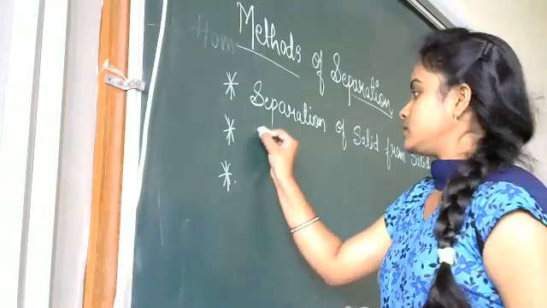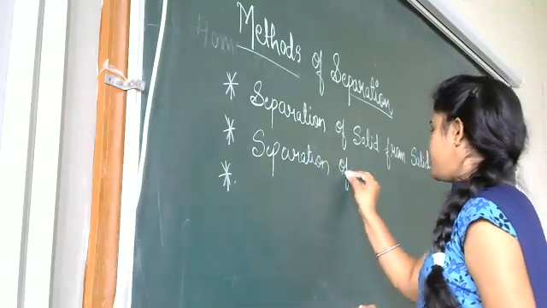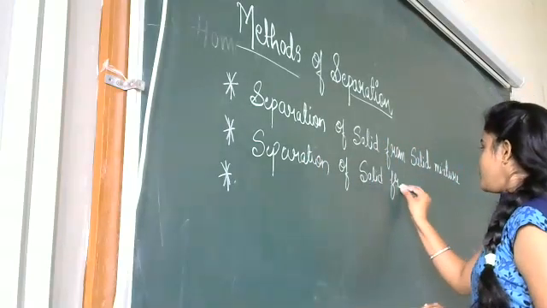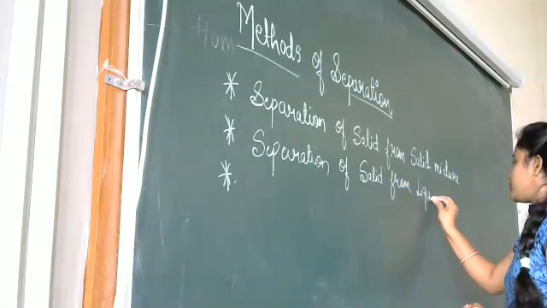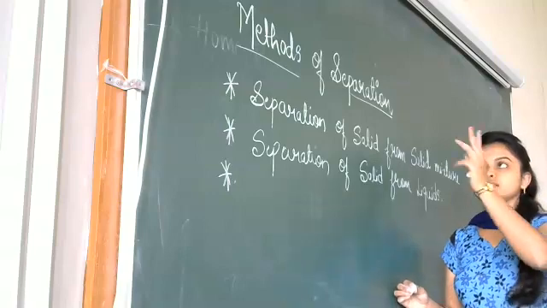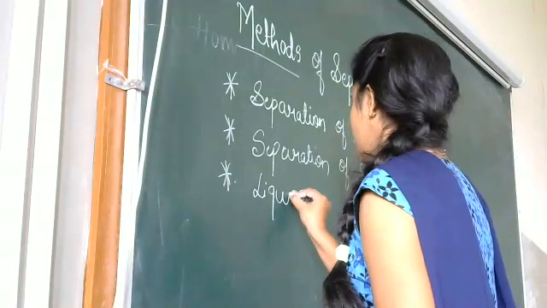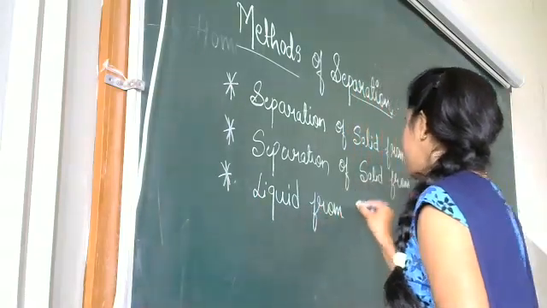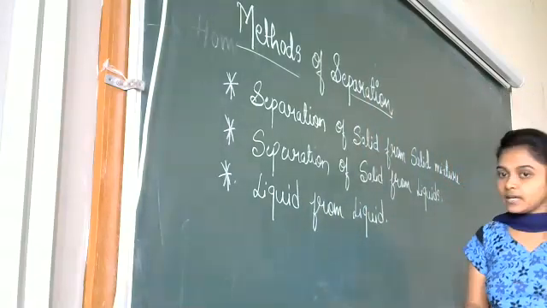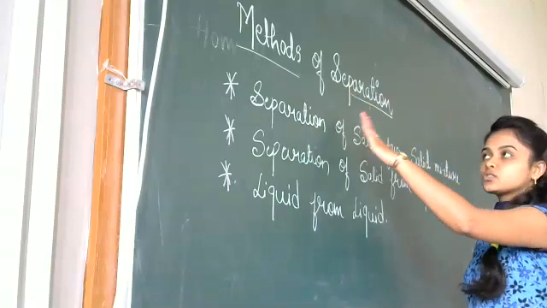What is the second method? Separation of solid from liquids. This is the second method of separation. Now what is the third method? That is liquid from liquid. So in your syllabus, we are going to study methods of separation.